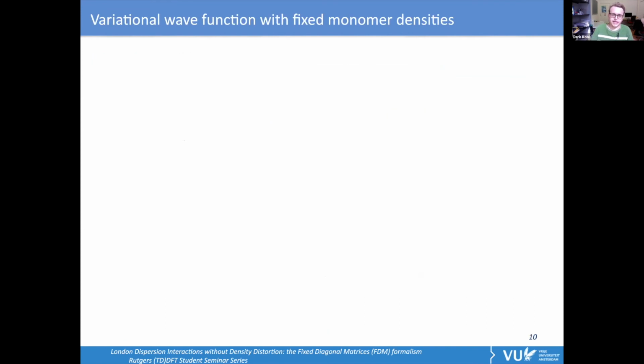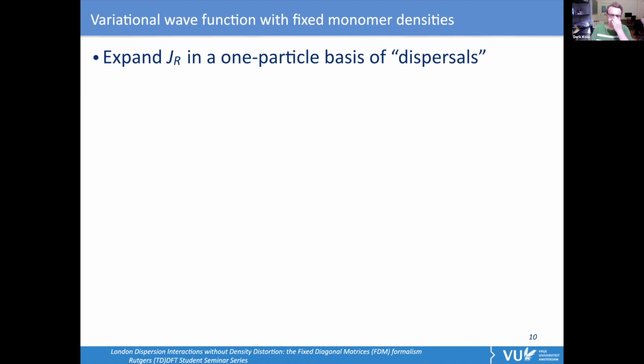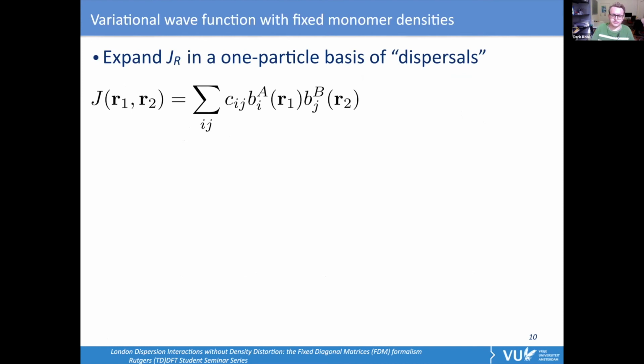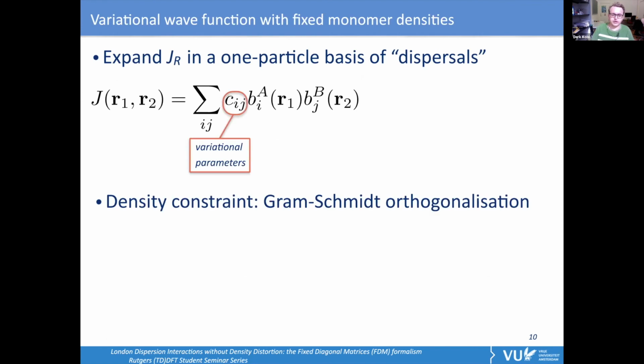Now, of course, this j itself, you can try to optimize over it, but we prefer, of course, using a one-particle basis. And because what we use are not really orbitals, we have called them dispersals. And these dispersals are these functions b. And then we introduce variational parameters c to optimize over later, to optimize the energy. Now, we still need to take care of this density constraint, and we do that by a Gram-Schmidt orthogonalization procedure.